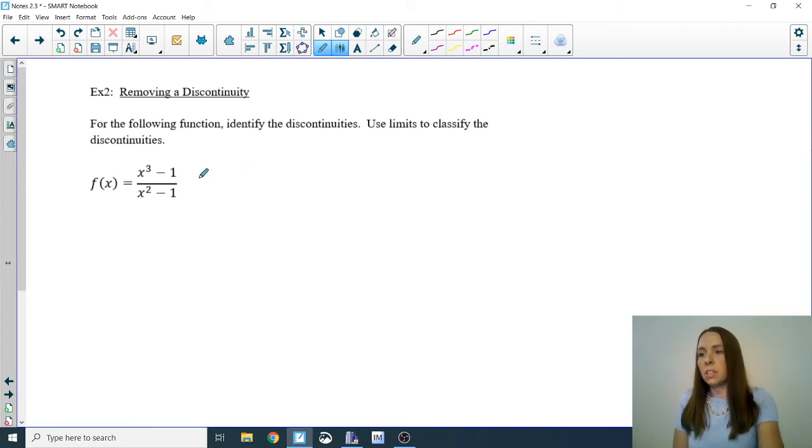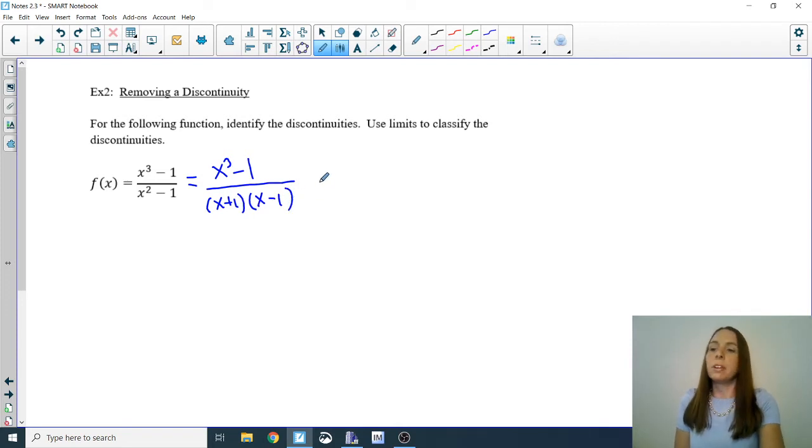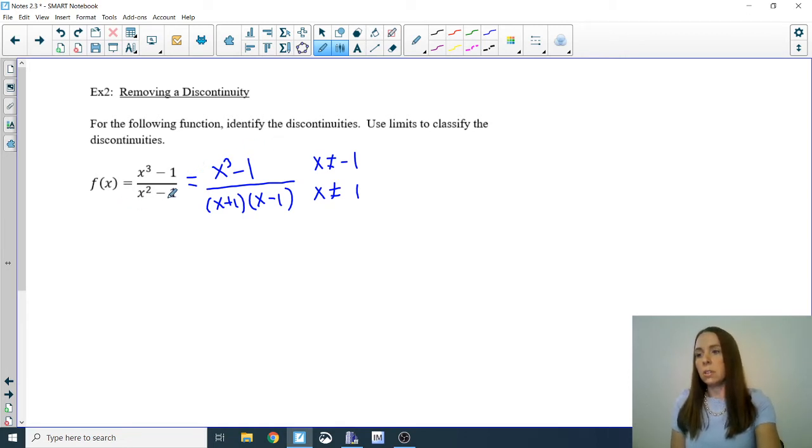And so the first thing that I'm going to do is factor the denominator. Let's just leave that numerator alone for a moment. We will eventually factor it. But factoring the denominator just easily answers this first part for us. What is x not allowed to equal? These would be called our restrictions. We would say x cannot equal -1 and x cannot equal 1. So that's where our discontinuities are.